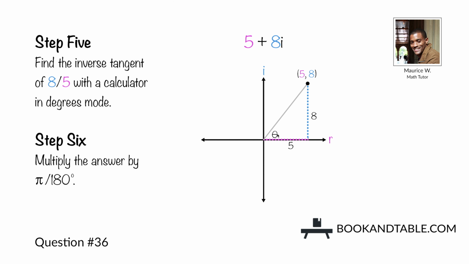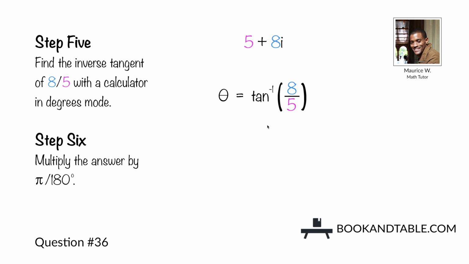So finding the inverse tangent of theta would be the opposite side over adjacent side, which is 8 over 5. If we plug that into a calculator in degrees mode, theta is equal to the inverse tangent of 8 over 5. Then we get theta is equal to 58 degrees.